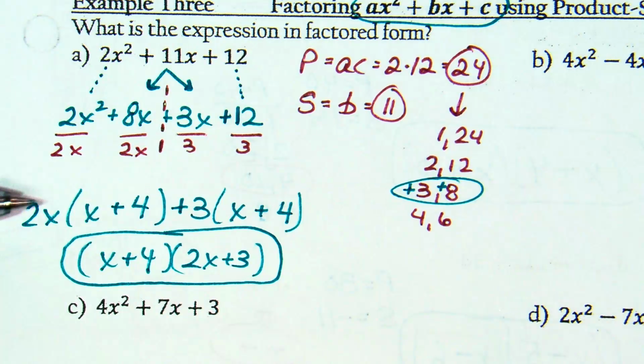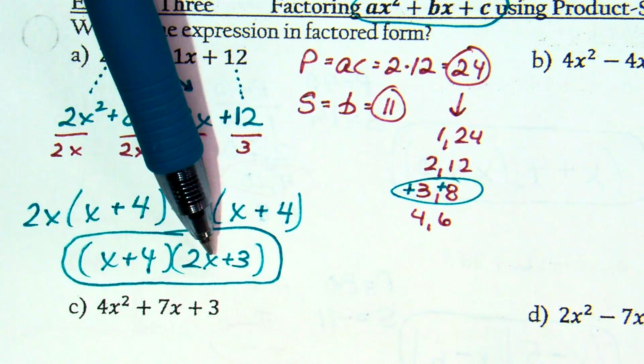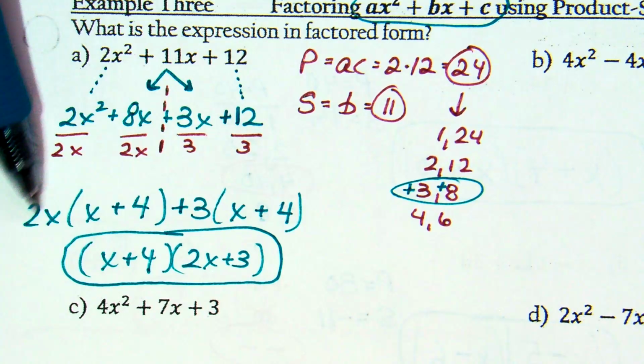Okay. So my answer is going to be in two parentheses. My x plus 4s are matching. They're in common, right? So that is one of my parentheses. My other parentheses are whatever my GCFs were. My GCFs were the 2x and the plus 3. So 2x plus 3.